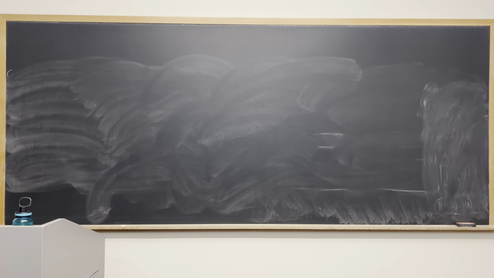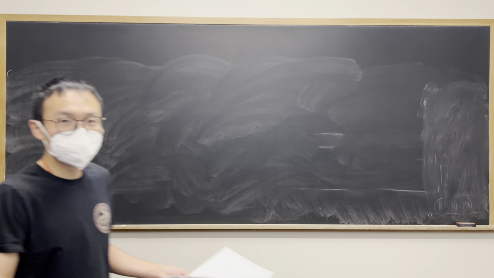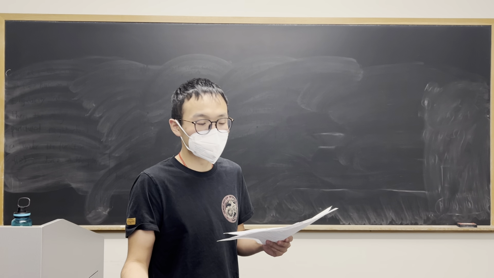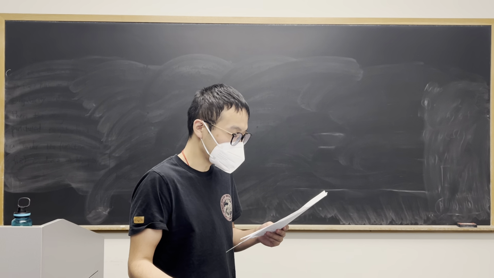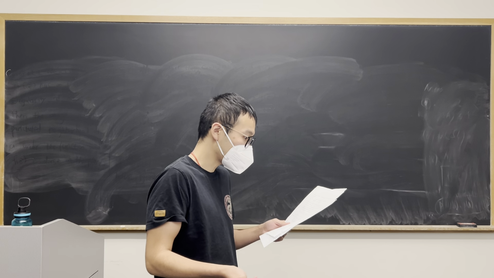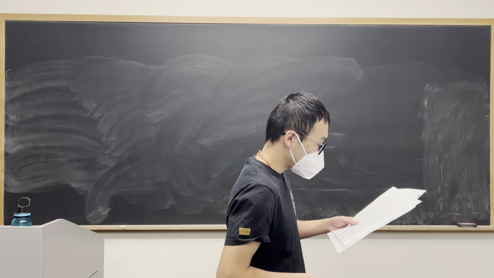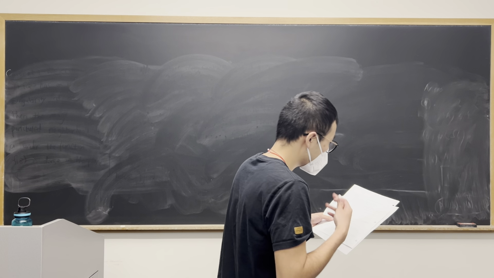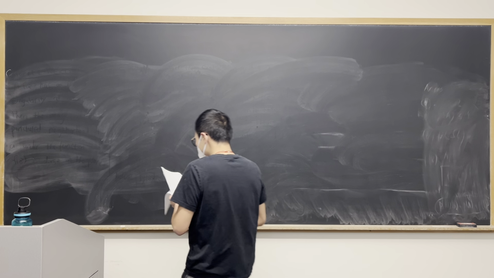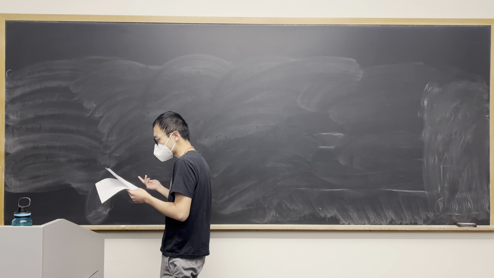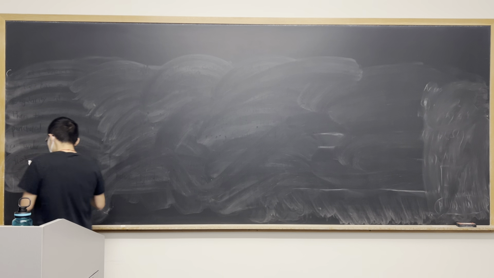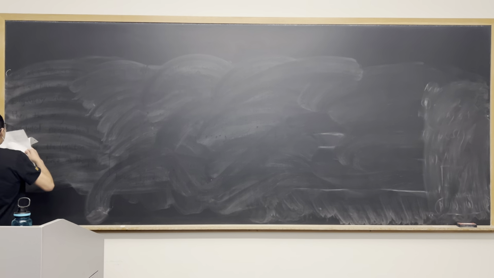Okay, so since we finished the proof of the Casorati-Weierstrass theorem last time, now we're going to start a lemma in this lecture, and then we're going to talk about the Bloch theorem. So, lemma.